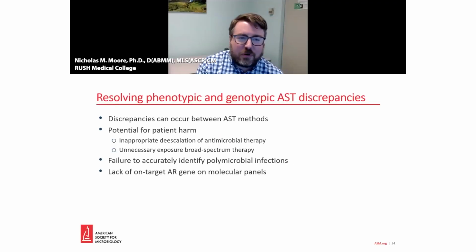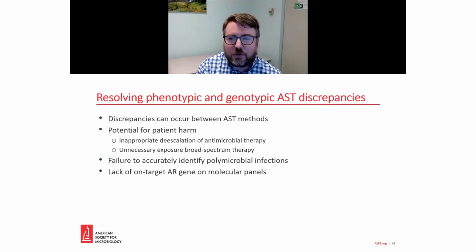So for laboratories that perform both genotypic as well as phenotypic methods for antimicrobial susceptibility testing, it's really important to just note that there will, of course, always be opportunities for discrepancies between these platforms. And when we see discrepancies in AST, we always have to be cognizant that there is the potential for harm to a patient. The common examples of harm related to errors in AST are inappropriate de-escalation of broad-spectrum antimicrobial therapy, or conversely, unnecessary exposure to broad-spectrum antimicrobial therapy when more targeted therapy would be sufficient.